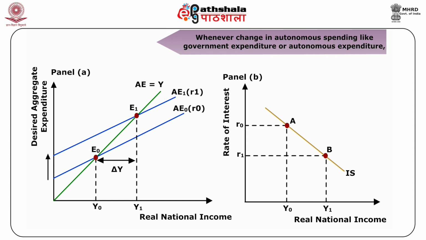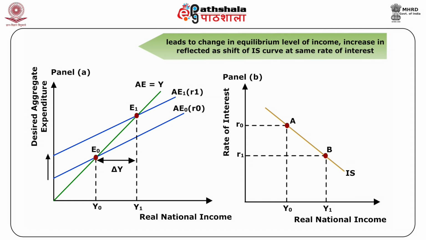So, whenever a change in autonomous spending like government expenditure or autonomous expenditure leads to a change in the equilibrium level of income, this increase is reflected as a shift of the IS curve at the same rate of interest. Next, we will discuss money market equilibrium and the LM curve.